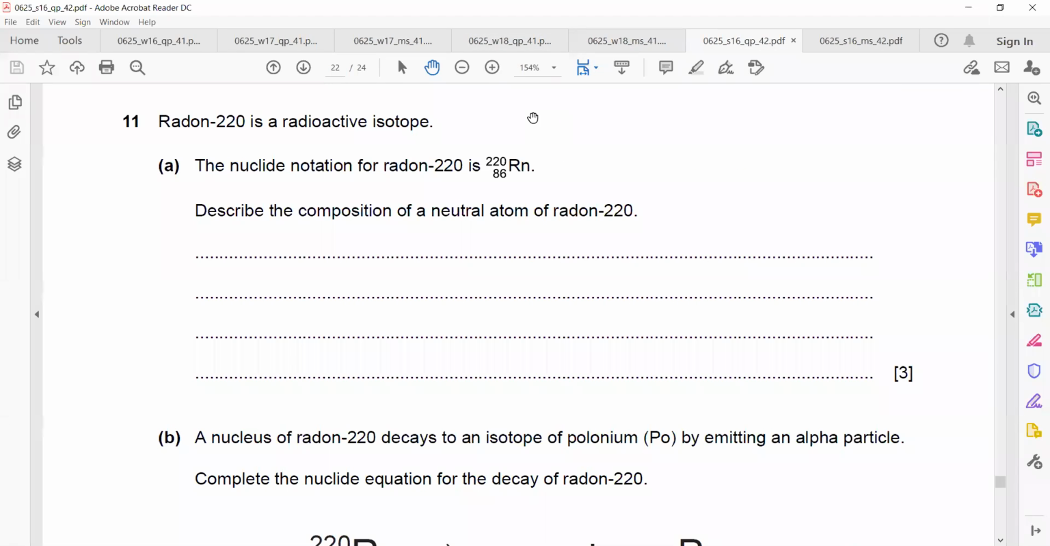Describe the composition of a neutral atom. Neutral atom, so the whole atom means neutron, proton, and electron. How many protons will be there? 86. Because it's a neutral atom, so 86 electrons. How many neutrons will be there? 220 minus 86. What's the answer? 134.